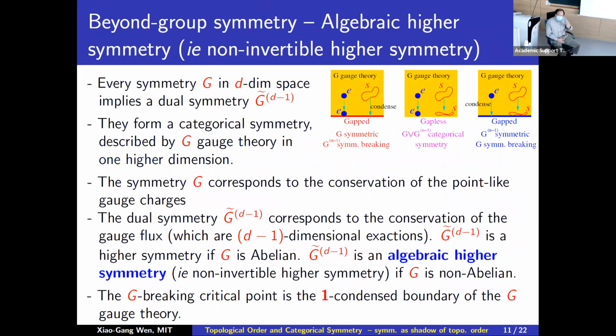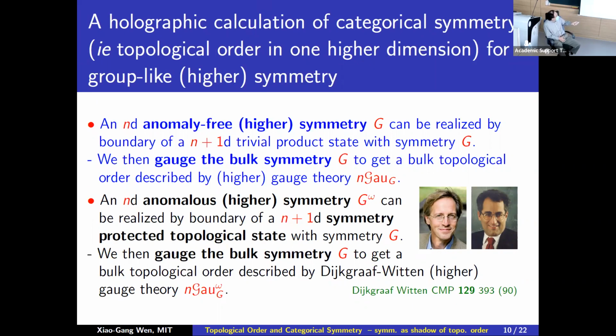Also, one thing is that this holographic picture works for discrete, finite symmetry. For continuous symmetry, we have trouble because gauge theory in one higher dimension for a continuous group is gapless, and then we don't have an energy scale separation. So this holographic picture has some problem for continuous symmetry.